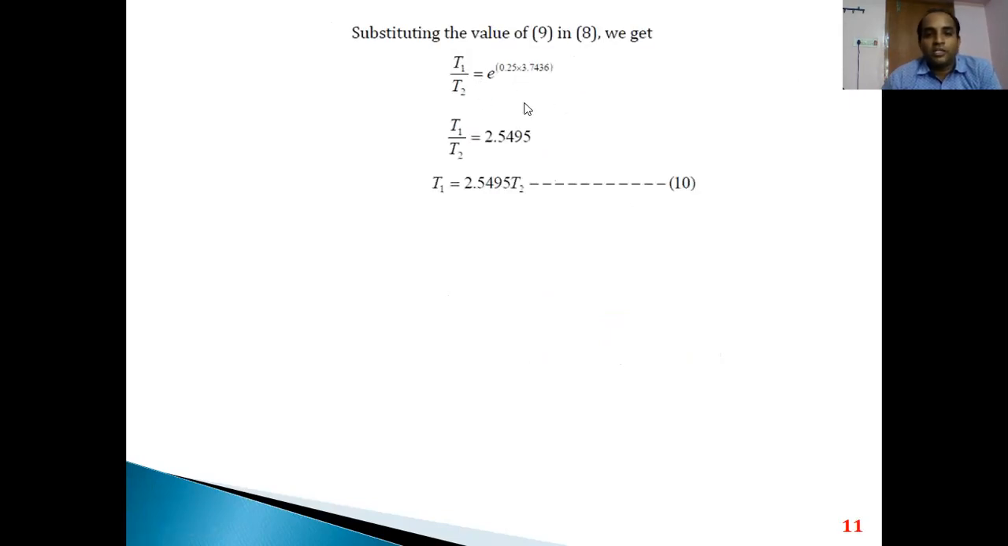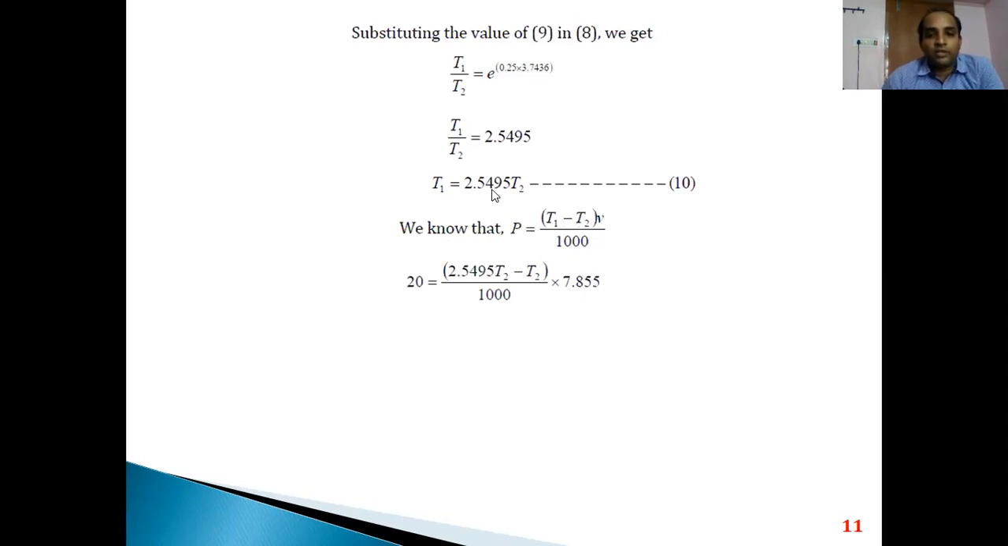Once we get the value of theta, go for finding the value of the belt tensions T1 and T2. So T1 by T2 is equal to, substituting the values of mu and theta, 2.5495. So again, writing T1 in terms of T2. And after this, we are using our power equation: P is equal to (T1 minus T2) by 1000 into V. Already the V value we have estimated, it is 7.855 meters per second.